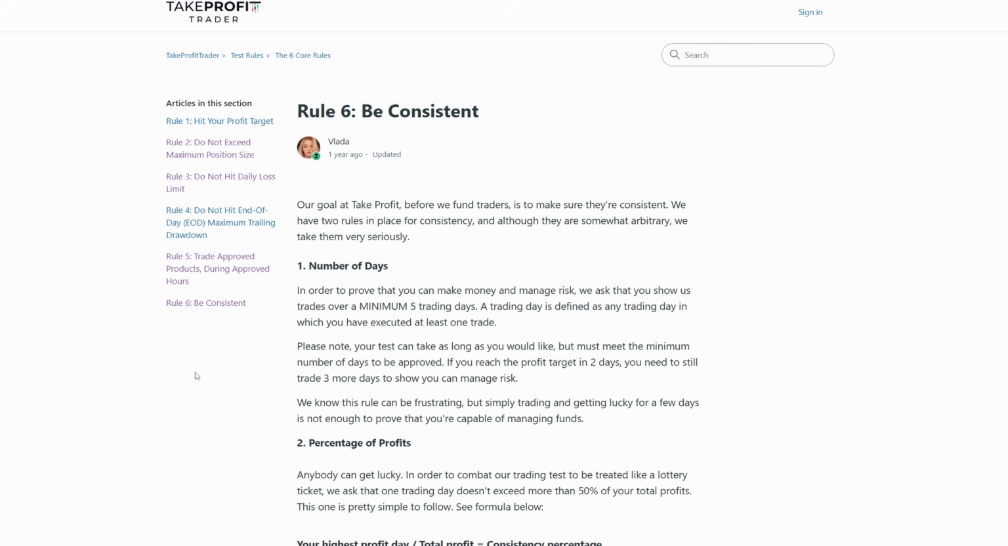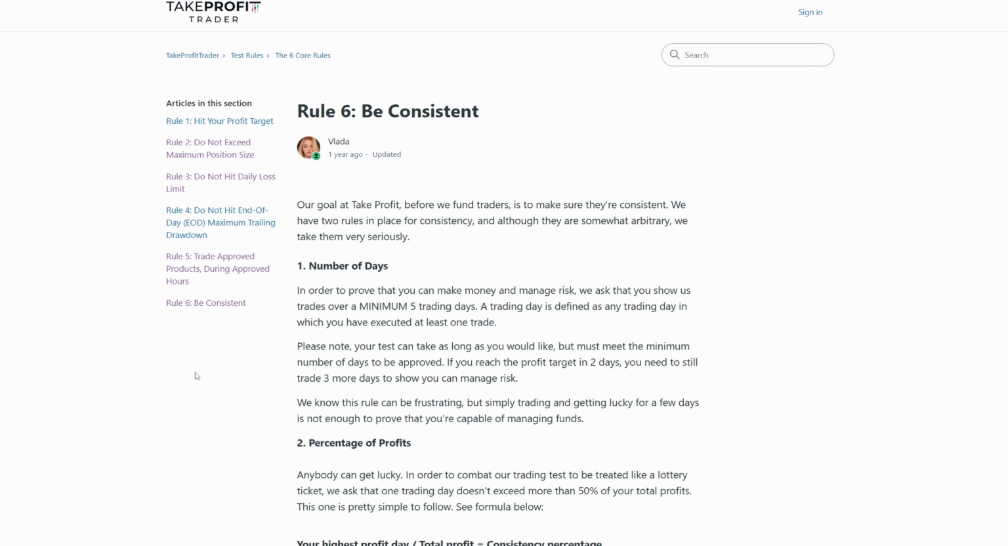Now let's come over and look at con number one. What it basically says is be consistent, and what it says is number of days. One, we must take 5 days or more to pass the evaluation. No one day can be greater than 50% of the total profit. So in the evaluation phase, we have a consistency rule.